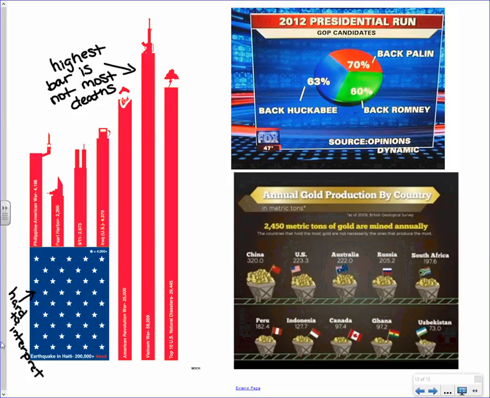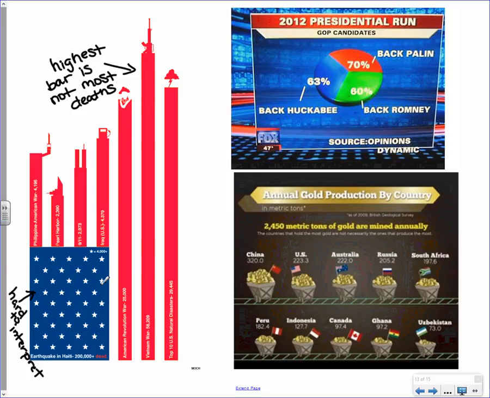A pictogram like this one or this, when you look at it, it takes you a while to figure out what exactly am I looking at. Now, if I look at this graph just right away, the first thing that pops out to me is this. This is the highest bar, right? So I would assume that must be the most deaths. This is representing the number of fatalities in certain wars and then some natural disasters. So it looks like the Vietnam War is higher than any of the others.